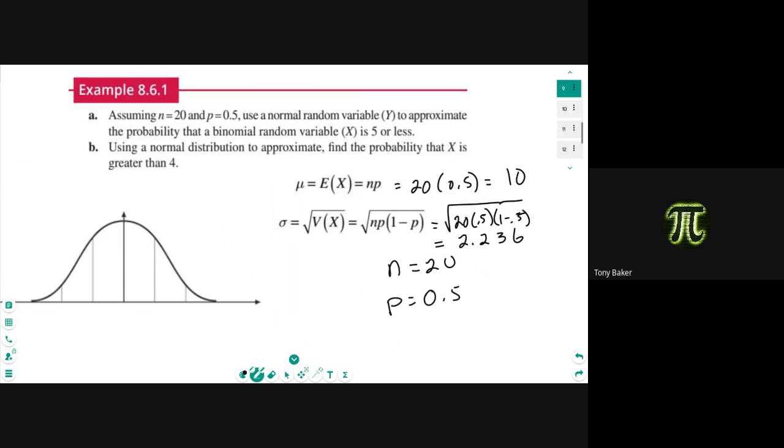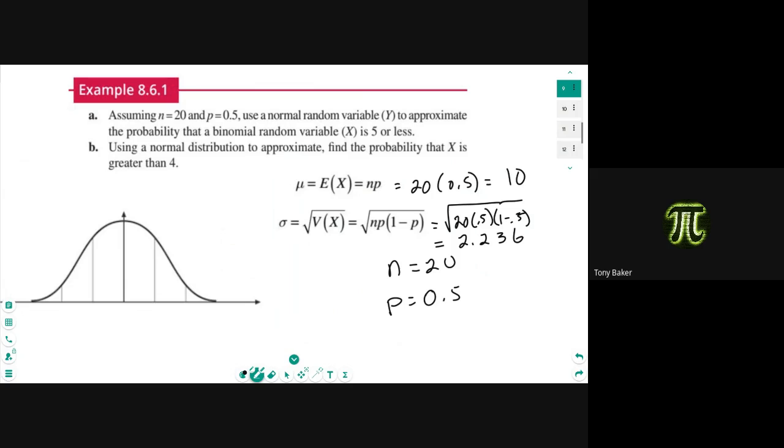Okay. Remember doing that? That's from like chapter 7, I think it was. Might have been chapter 6. All right, so we've got those. Now we have to do our new steps. So the first one, A, says, I want a probability that the binomial random variable is 5 or less.